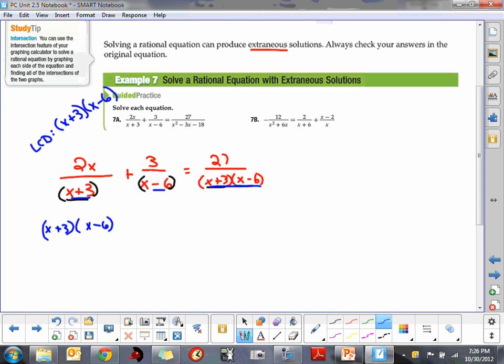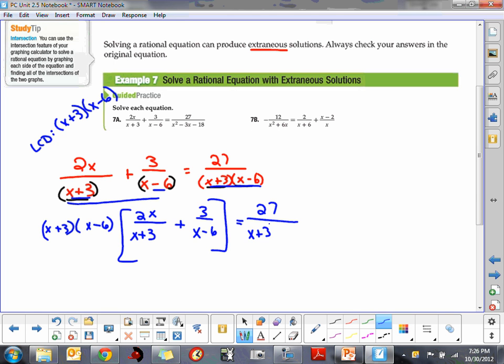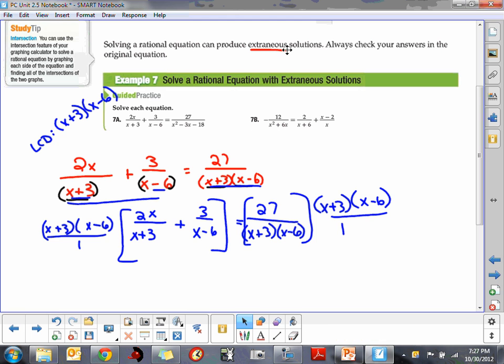Our idea is to multiply through both sides of the equation by your least common denominator. So the 2x all over x plus 3 will get multiplied by it, and also our 3 over x minus 6 will get multiplied by it. So that's taking the left side times our least common denominator. And I also want to take the right side times our least common denominator. So the x plus 3 and the x minus 6, I want to multiply it times our choice for least common denominator, which is x plus 3 times x minus 6. And if you want, you can put it over 1 so that you can see your fractions a little bit better. Sometimes it's nice to see numerators and denominators a little bit more clearly.